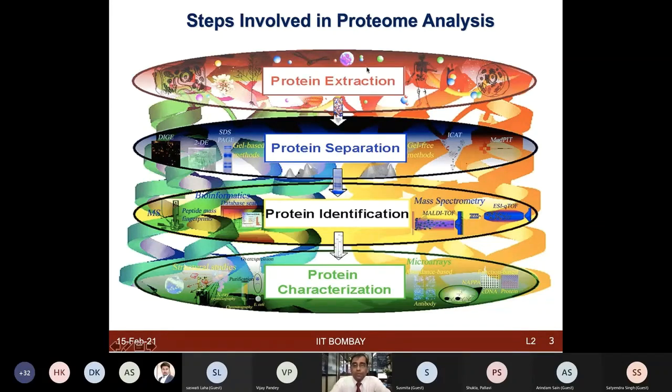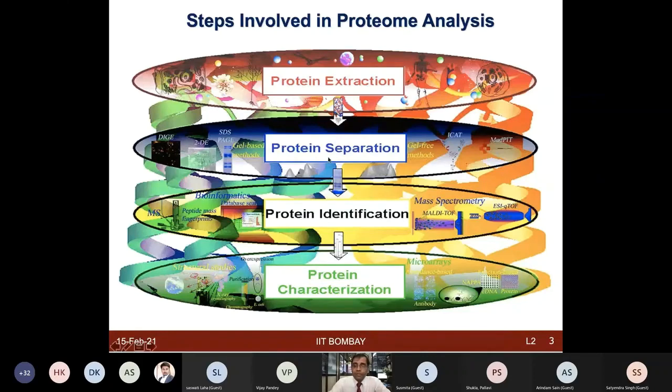So the first circle here shows that you can have a plant, a cell, any type of human sample, bacteria, any variety of sample type. You first want to come up with novel strategies for protein extraction. And once you have extracted protein and removed other contaminants, which are essentially nucleic acids, lipids, carbohydrates, and salt, then you want to separate the proteins.